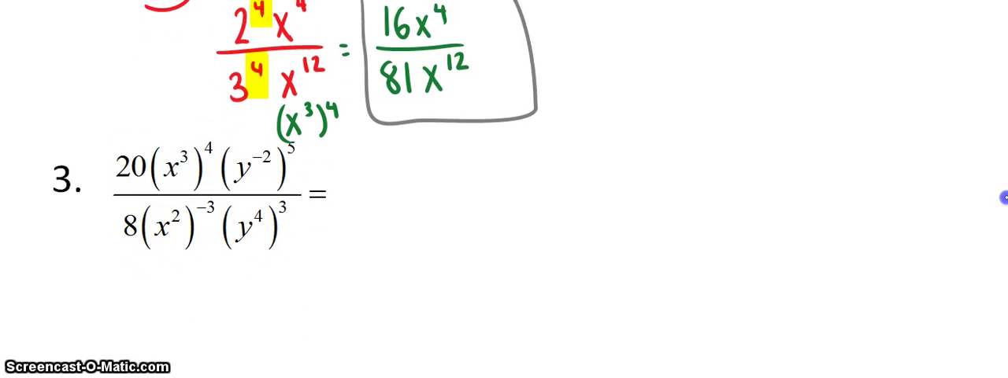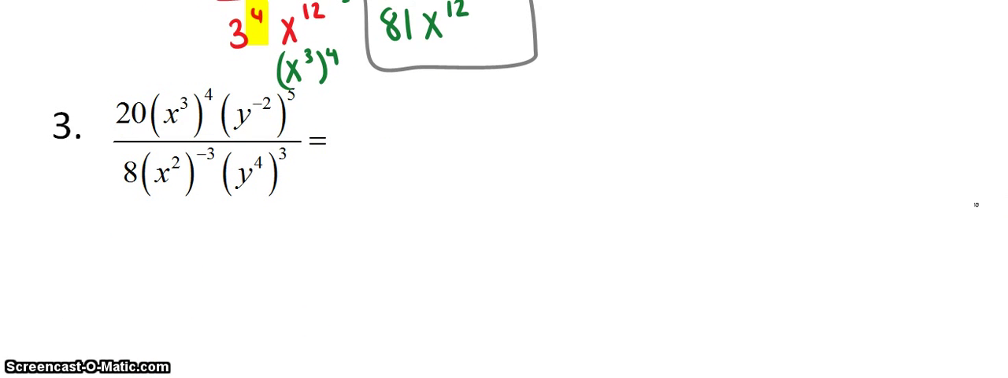Moving right along to some uglier problems. There's nothing you can't handle if you use your exponent rules. So we have 20, and we have x to the third raised to the fourth. So this, we have one base, the power raised to another power. What do you do with those exponents? You multiply. So anytime you see that, you're going to multiply these exponents.